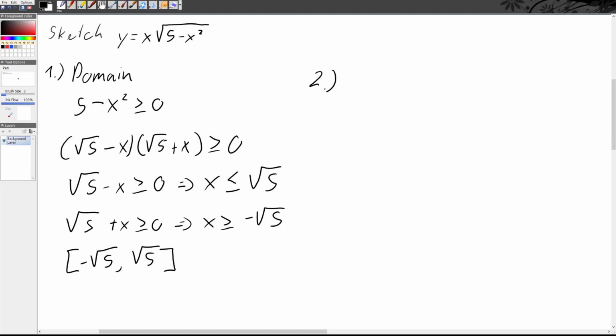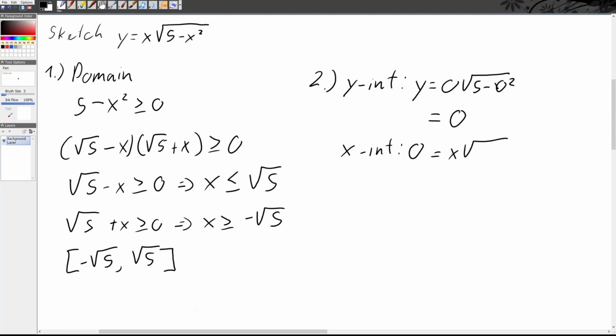Two, we want to determine the intercepts of this function. So the y-intercept, simple enough, you put in 0 for x. In this case, it's just 0. For the x-intercept, you set the y value equal to 0, and then you try to solve for x.